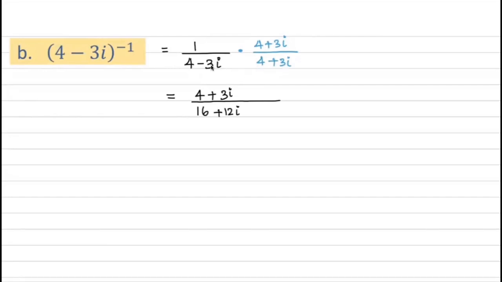And now we multiply by -3i. -3i times 4, that is -12i. And then -3i and positive. Negative and positive, that's a negative. So you have 3i times 3i. 3 times 3, 9. i times i squared.